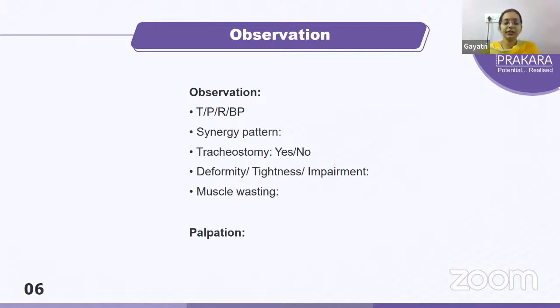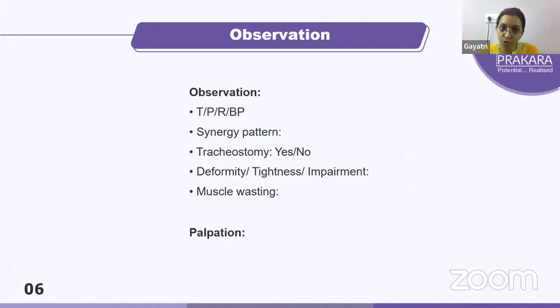After you do a pain assessment, it's understood that you have to observe, correct? So under observation, TPR-BP. I was taught this by one of my doctors where I used to work. It's a very beautiful abbreviation for me to remember: temperature, pulse, respiratory rate, and BP, blood pressure. So just TPR-BP will do. You'll check those, you'll check the synergy patterns, and you'll check whether a tracheostomy has been done or not. You will also look for deformity, tightness, and impairment.